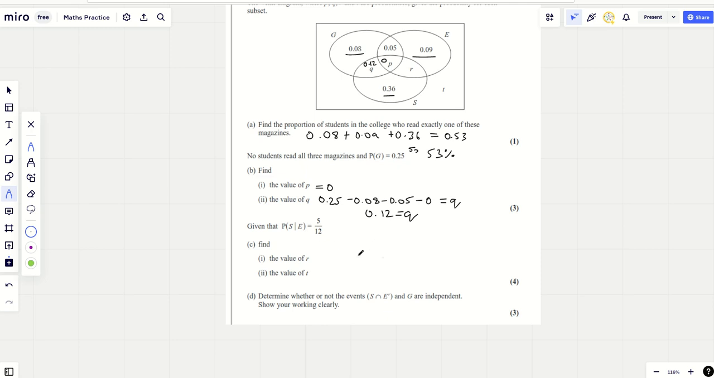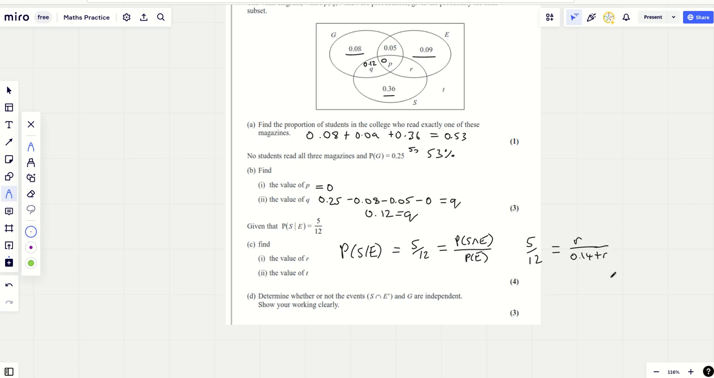Now, this is very similar to the last question I did in 2020. I'm now going to find the value of R and T, because I've got the probability of S given E is 5/12. Straight away I'm going to go to the formula, and I know that's the probability of S and E over the probability of E. That means 5/12 is the same as, well, what's S and E here? It's P plus R, but as P is 0, it's simply R. We're going to divide it by what we're given E, which is 0.05 plus 0.09, which is 0.14, plus R.